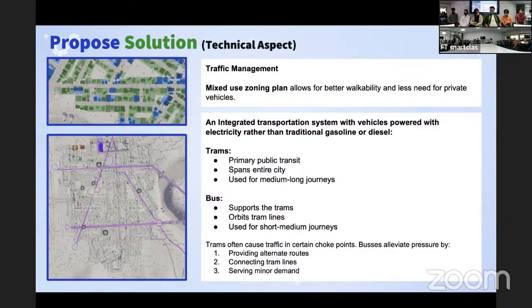The function we have analyzed and know from trams is primary public transit, spanning the entire city and used for medium or long journeys. And we analyzed the bus. The bus supports the tram lines and is used for short to medium journeys. Because trams create traffic at certain choke points, buses relieve pressure by providing alternative routes containing tram lines and serving minor demand. Next.